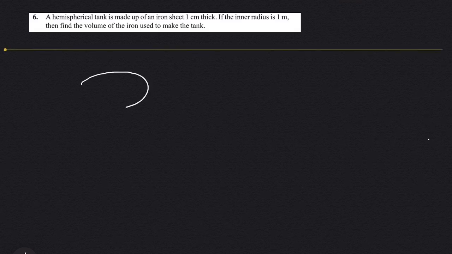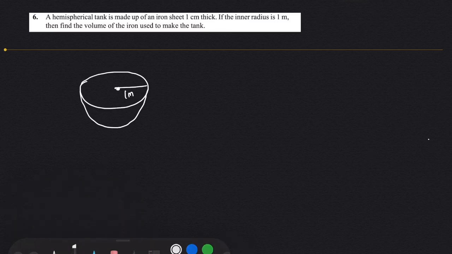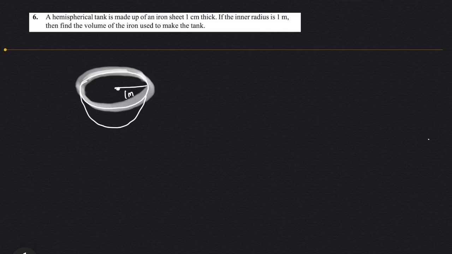Then the inner radius is 1 meter. So a hemispherical tank like this. This radius is 1 meter. Then the thickness of the sheet is 1 centimeter. So just consider this is the thickness. So this thickness is 1 centimeter.